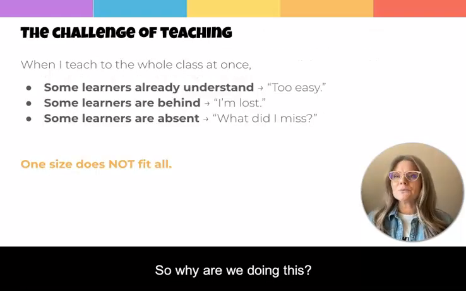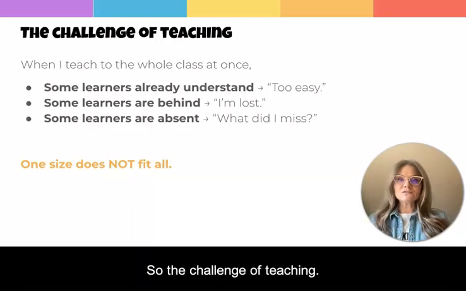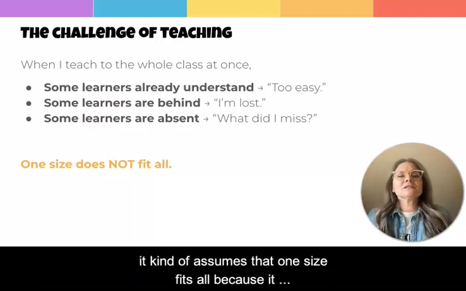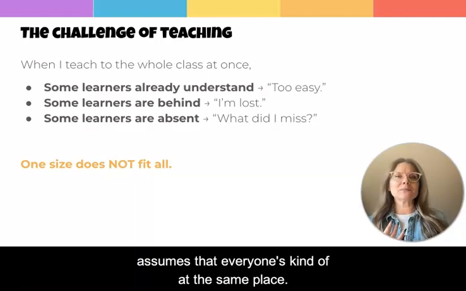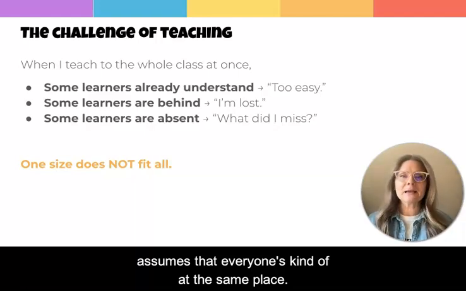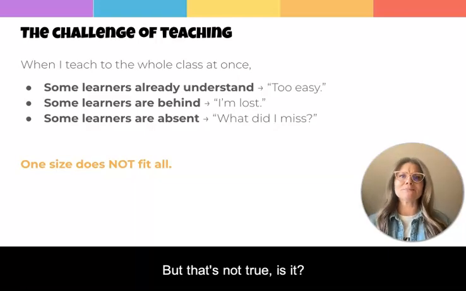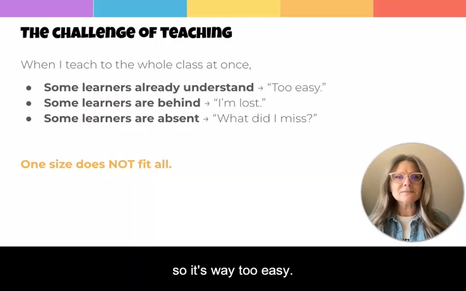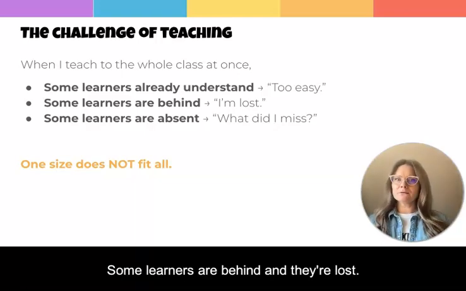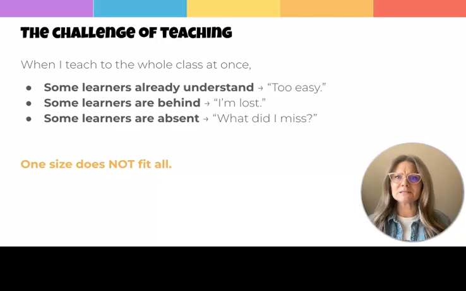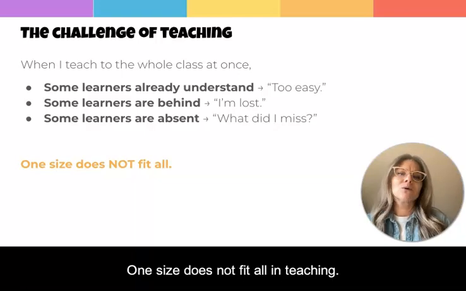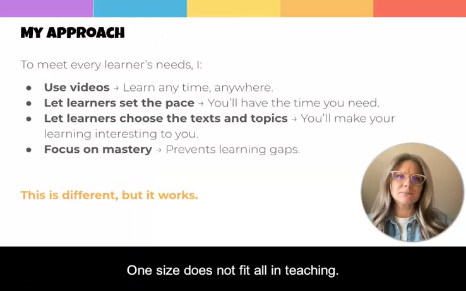So why are we doing this? The challenge of teaching. When I teach the whole class at once, it assumes that one size fits all, because it assumes that everyone's at the same place. But that's not true, is it? Some learners already understand, so it's way too easy. Some learners are behind and they're lost. And what if you're absent? If you're absent, you're missing stuff and trying to get caught up. One size does not fit all in teaching.